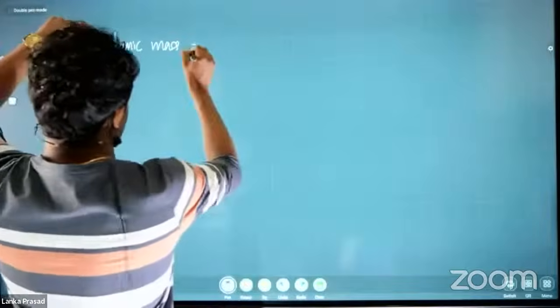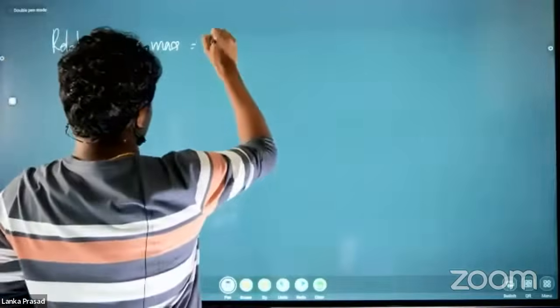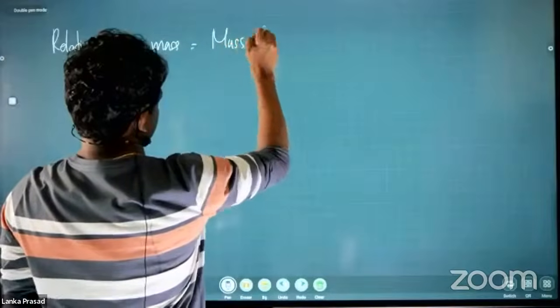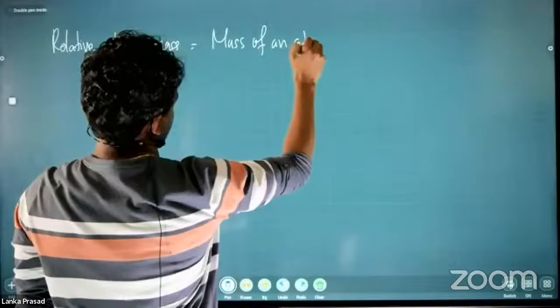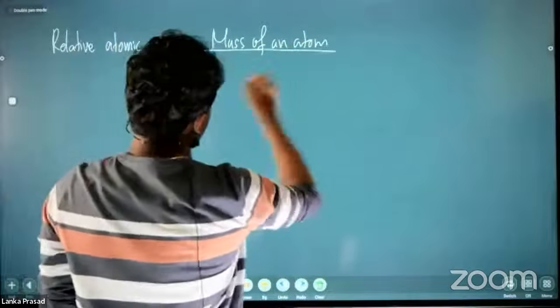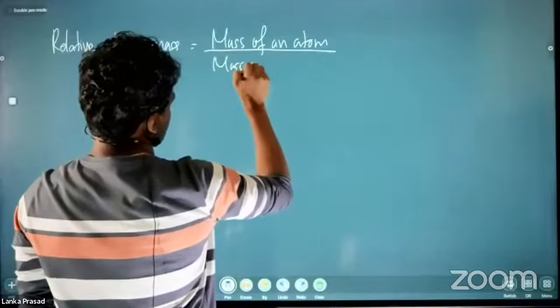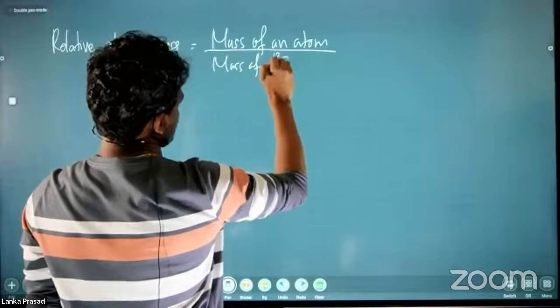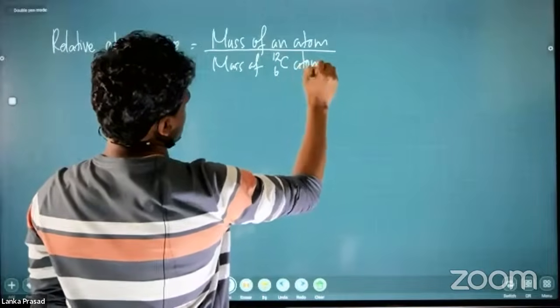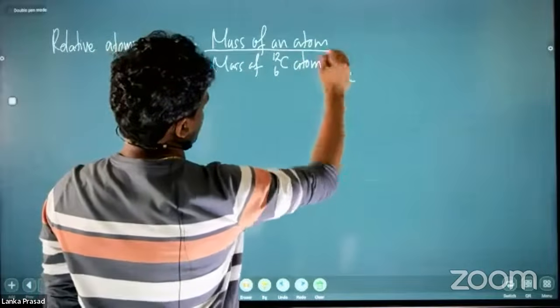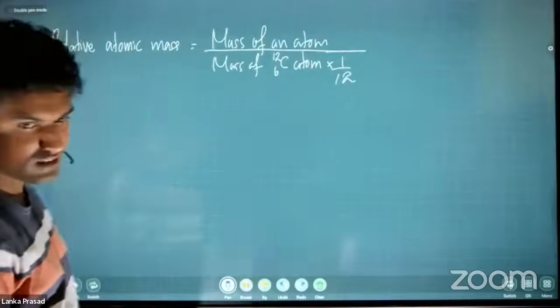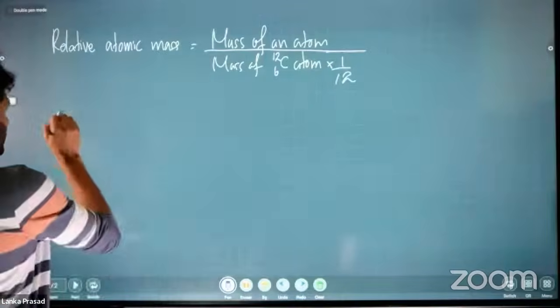Relative atomic mass equals the mass of an atom divided by the mass of a carbon-12 atom times 1/12. That's the equation, right? Okay.